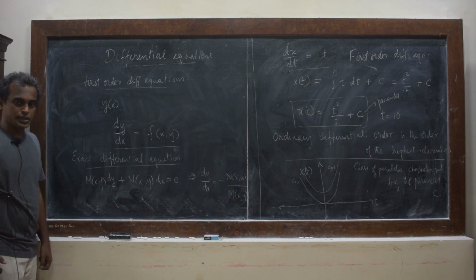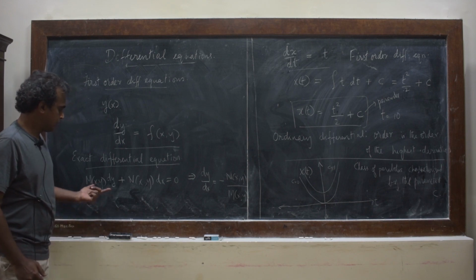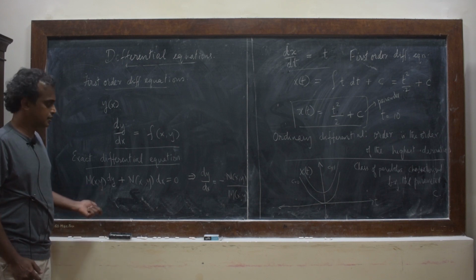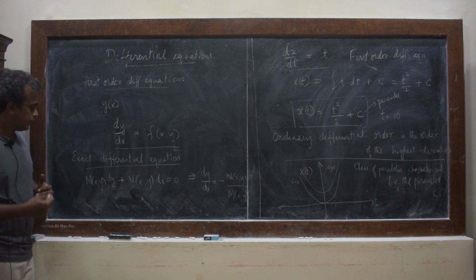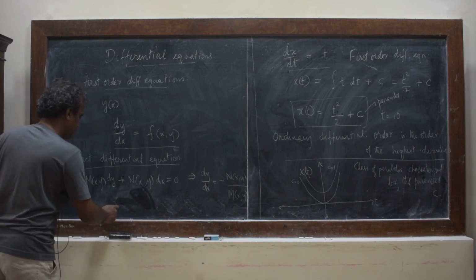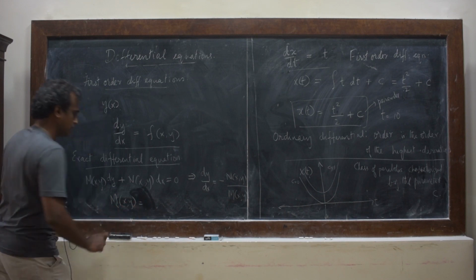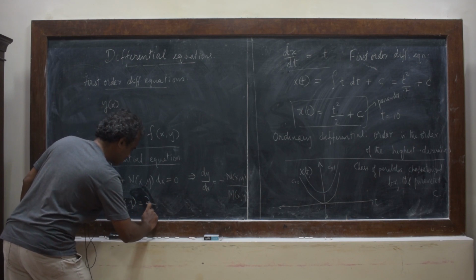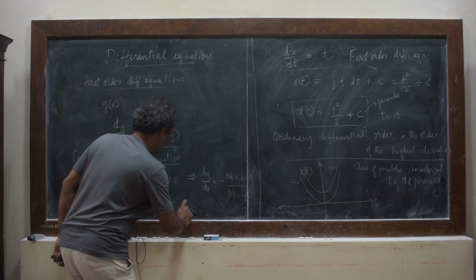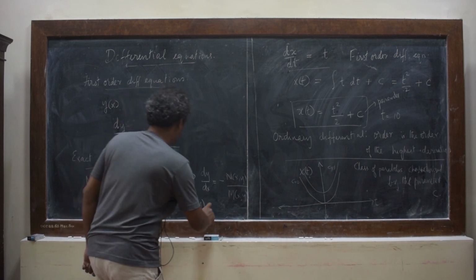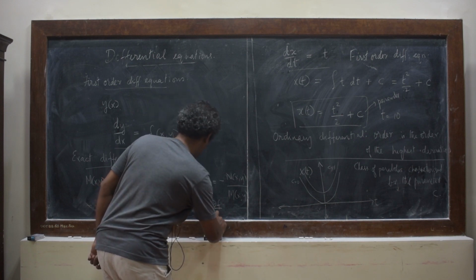Now, this type of an equation, if we observe, could be seen that under certain conditions, such an equation becomes easily integrable, or it becomes easy to solve, and that condition we could observe is when m of x comma y is the partial derivative with respect to y of a certain other function f of x and y, while n of x comma y is the partial derivative of the same function with respect to x.